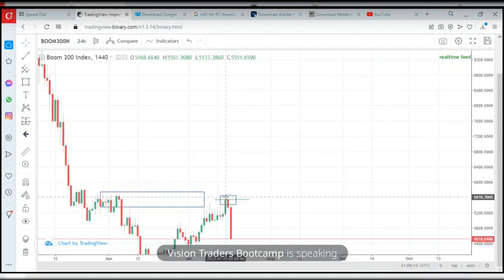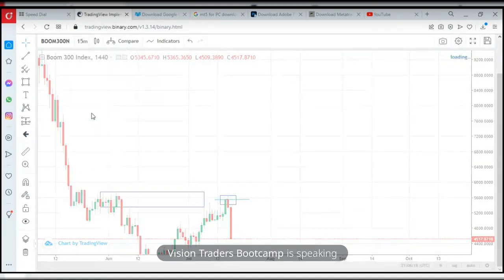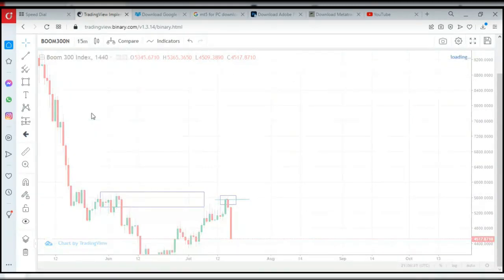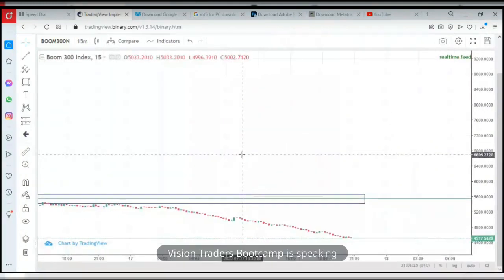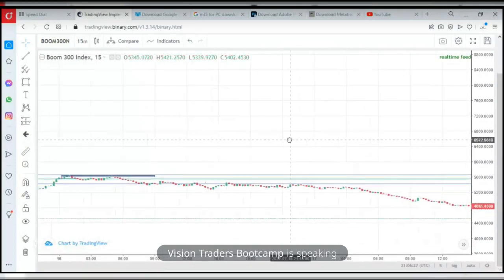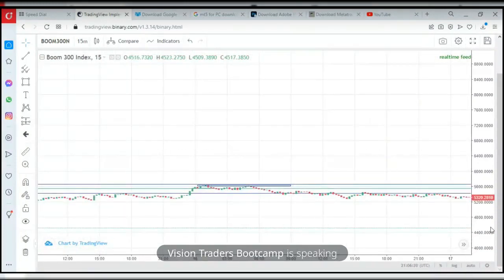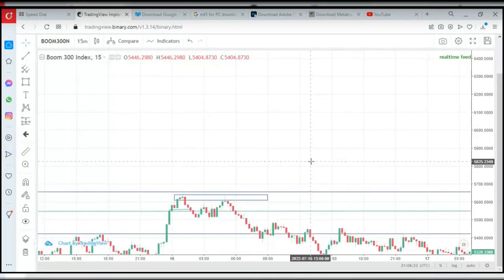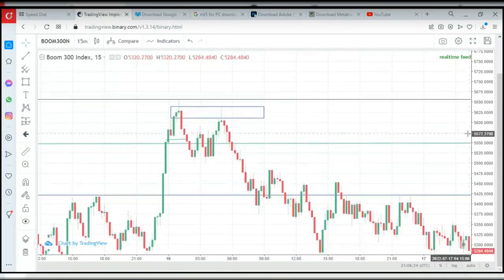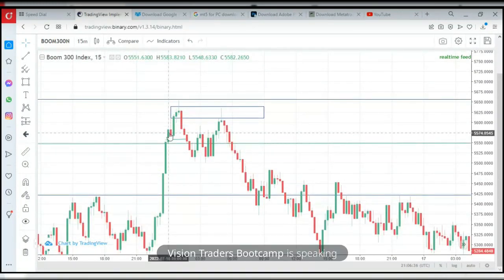So now we went to M15, the 15 minutes time frame, and we saw that change of market character, that break of structure. You can see that the market gave us that break of structure, came back for the test, and it's falling all the way down. Please, do you understand?